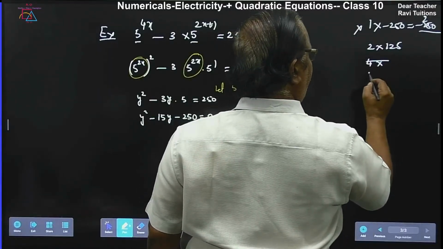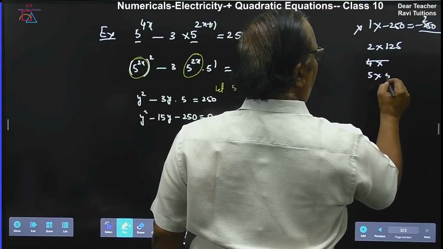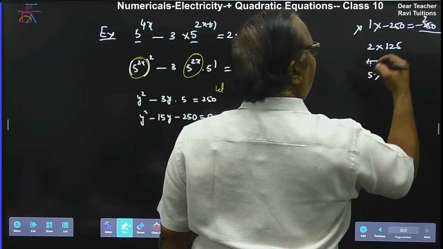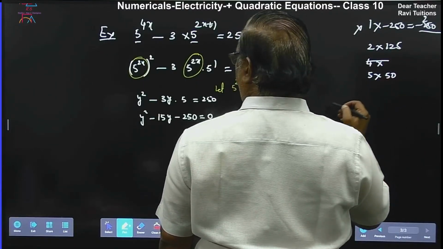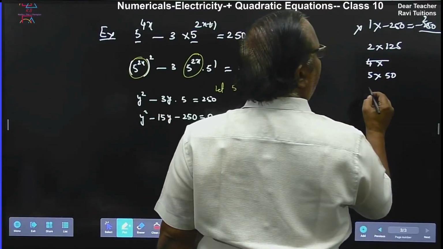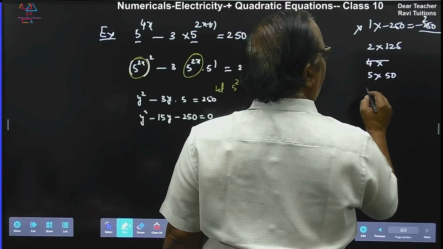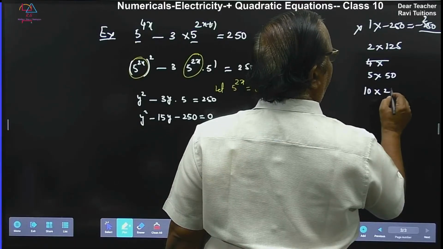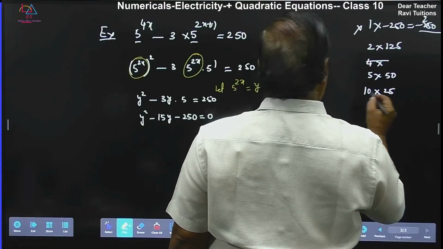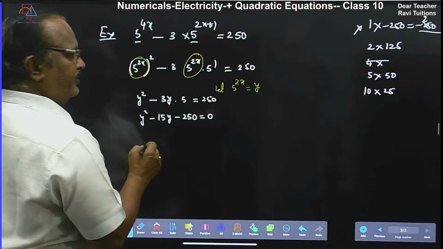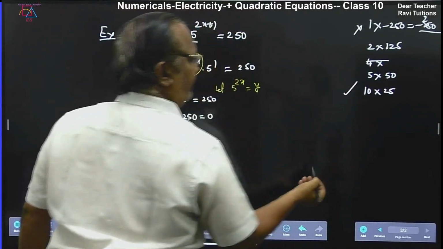So 5 table. 5 into 50, not possible. 50 minus 5, 45. But here 15 is there. Won't go. 6 table won't go. 8 table also won't go. 10 table. 10 into 25. So 25 minus 10, 15. Very good. So it came 25 minus 10.